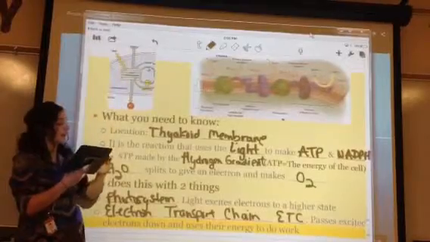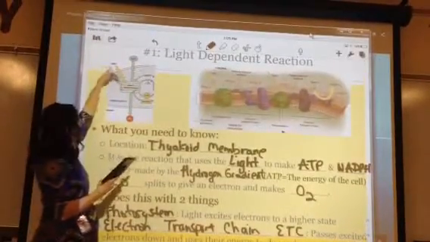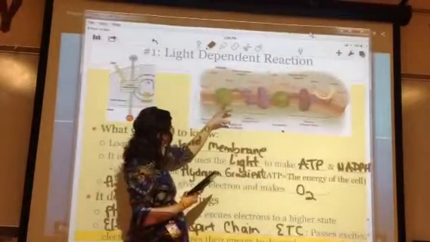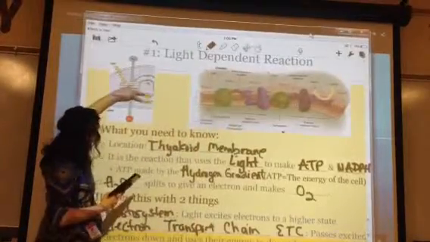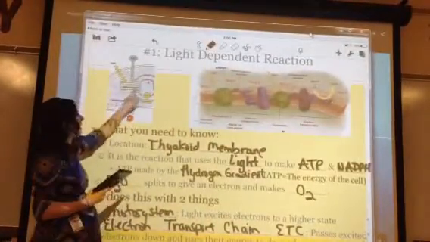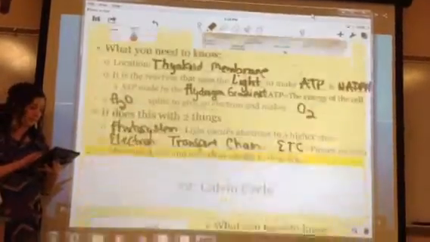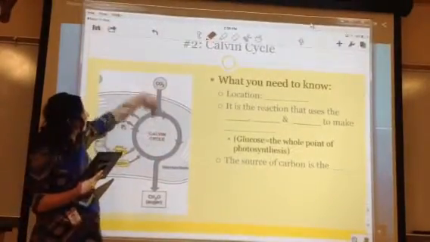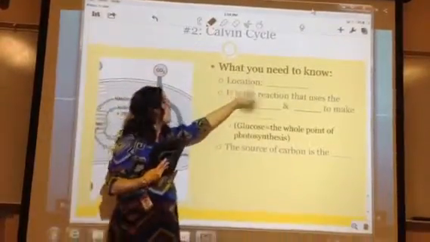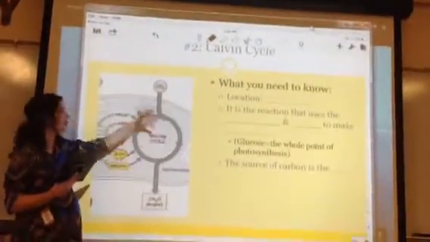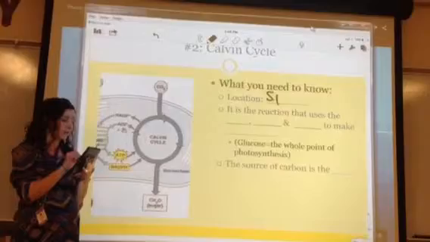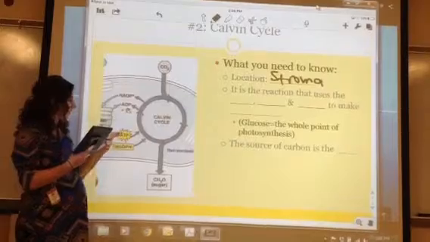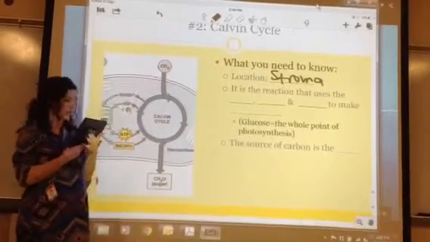Alright, so this is the light reaction. My light is coming in, my water is coming in, and oxygen goes out. Light, water splits, makes my oxygen. ATP and NADPH are made and go over here. It's on the thylakoid membrane. Calvin cycle number 2. So now these two things are going into the Calvin cycle. Also coming in is CO2. So what you need to know is this is happening outside of the thylakoid, so it's just in the middle in the fluid, which is the stroma. It is the reaction that uses the three things: ATP, NADPH, and CO2.